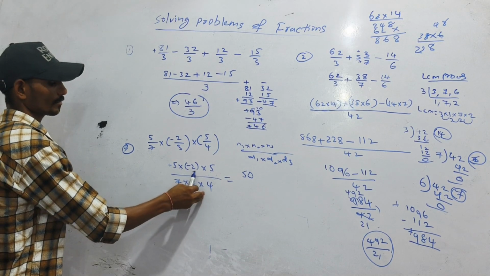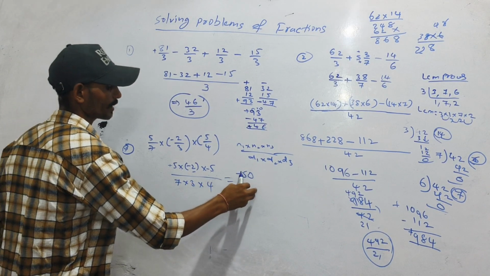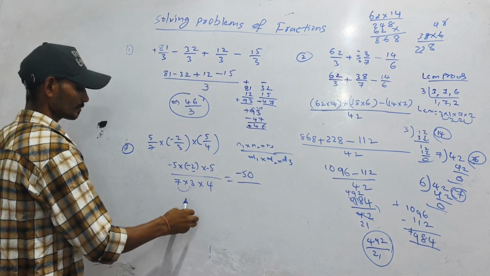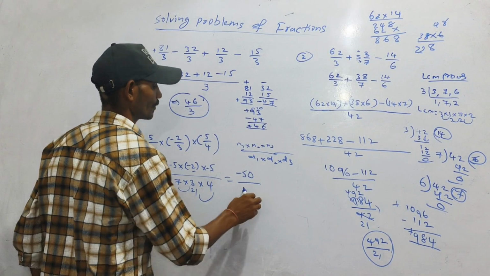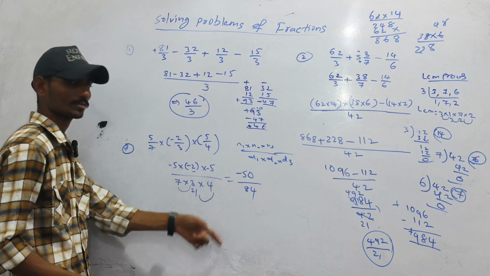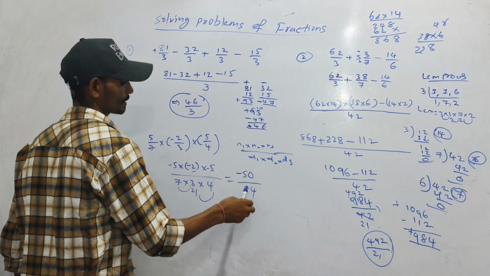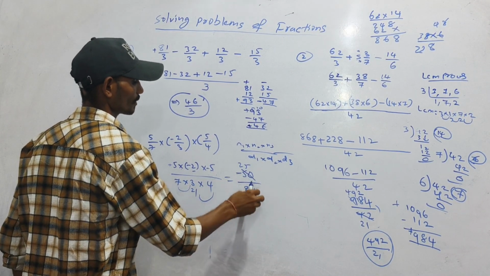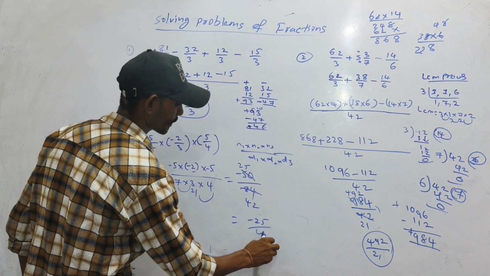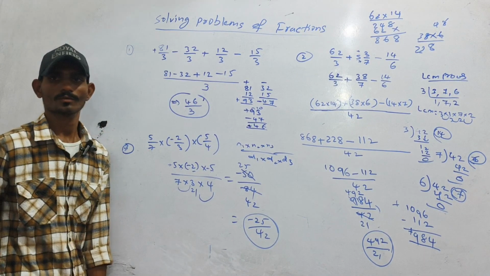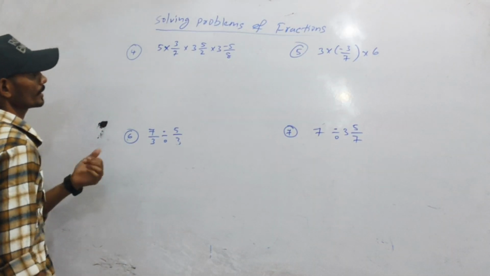Plus into minus, minus, minus into plus, minus. 7 3s are 21, 21 4s are 84. So this number, simplify by 2: 2 25s, next 2 42s. So the answer is minus 25 by 42. Okay, come to the next problem.